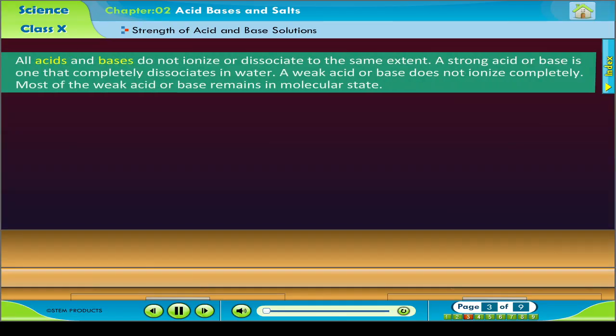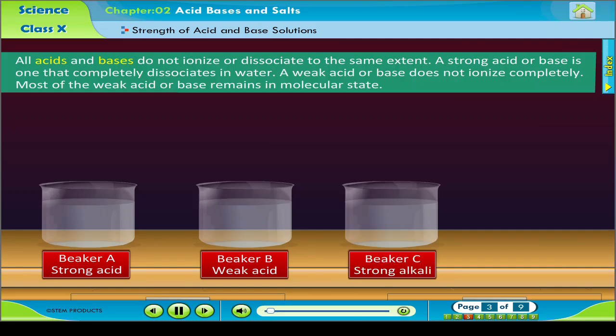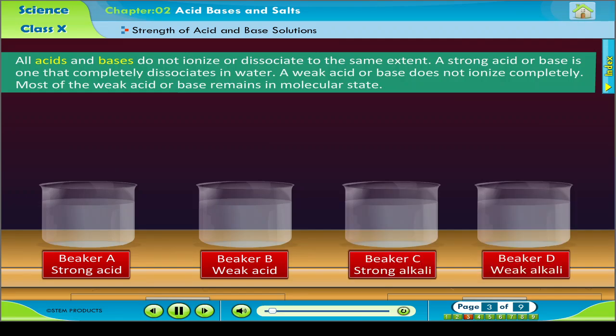All acids and bases do not ionize or dissociate to the same extent. A strong acid or base is one that completely dissociates in water. A weak acid or base does not ionize completely. Most of the weak acid or base remains in molecular state.